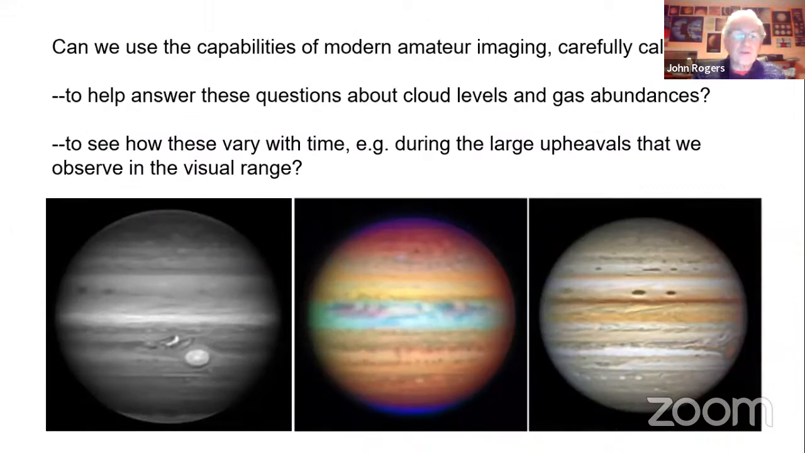So this webinar is going to investigate whether we can use the capabilities of modern imaging by amateurs with careful calibration to help answer these questions about cloud levels and gas abundances, and to see how they vary with time. Because amateurs have the great advantage of being able to continue observations with a given technique over multiple years and at frequent intervals. So if we can establish reliable measurements of these types, it should be possible to see how they vary with time, for instance, during the large upheavals that we observe in the visual range.